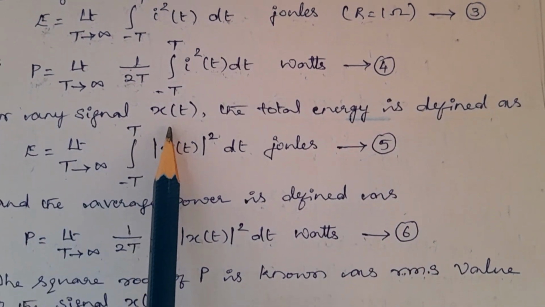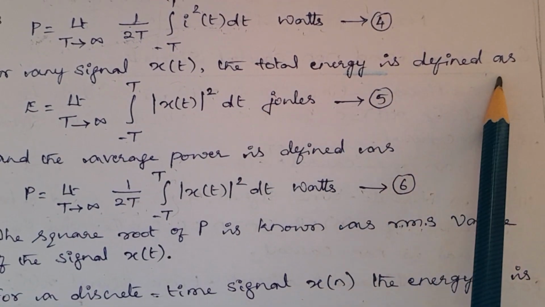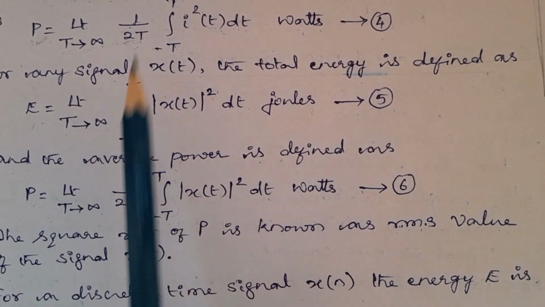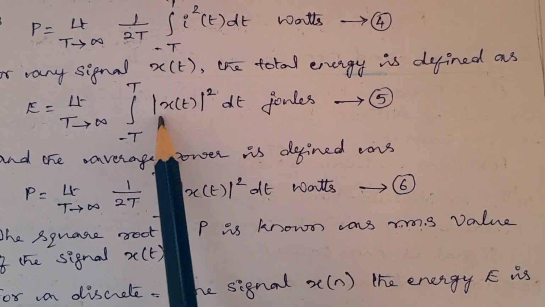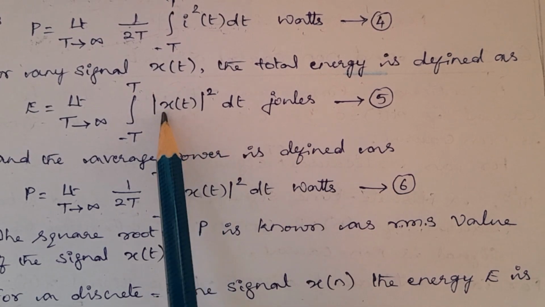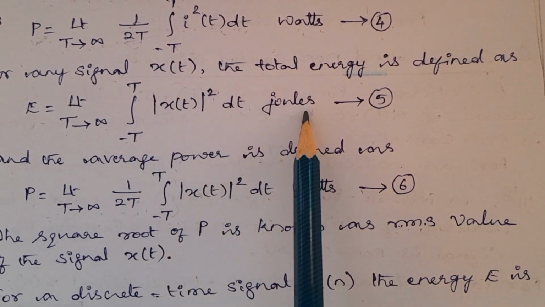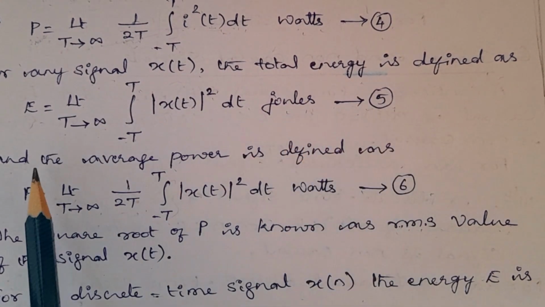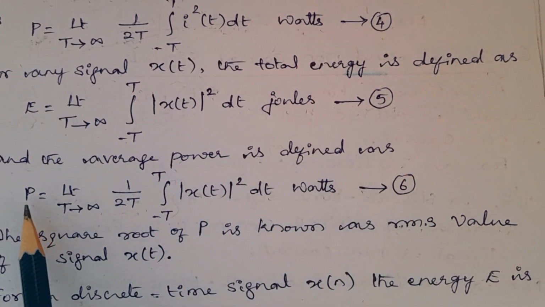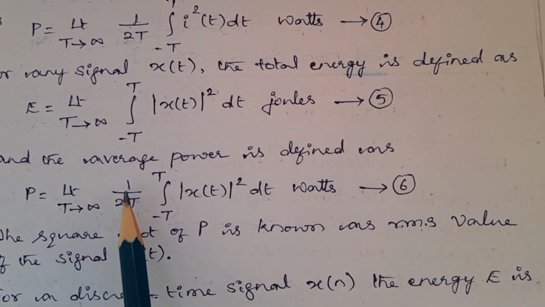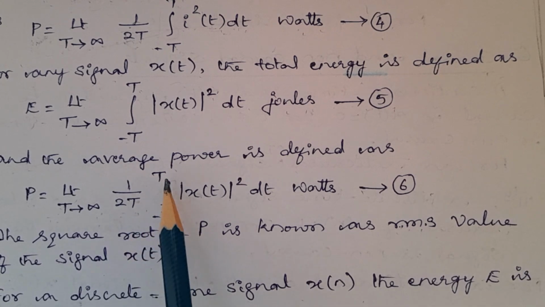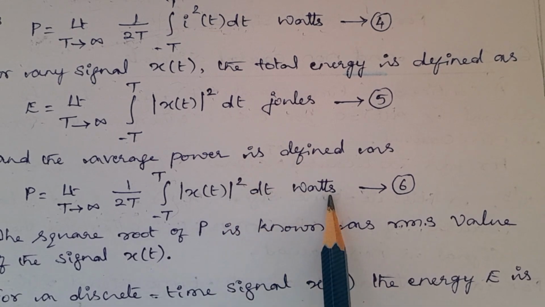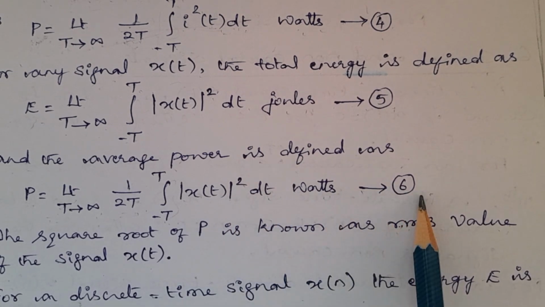For any signal x of t, the total energy is defined as E equal to limit t tends to infinity integral of minus t to t absolute value of x of t whole square dt. Energy unit becomes joules. Call it as equation number 5. And the average power is defined as P equal to limit t tends to infinity 1 upon 2t integral of minus t to t mod of x of t whole square dt. Power unit is watts. Call it as equation number 6.